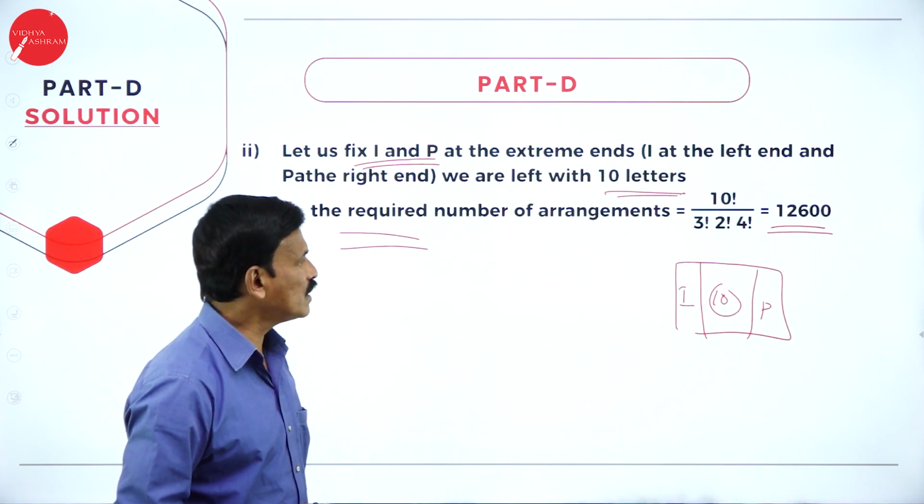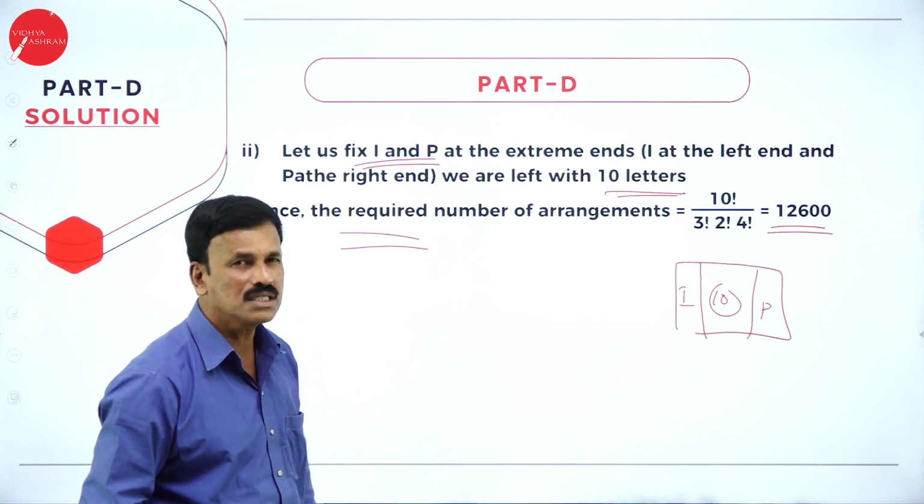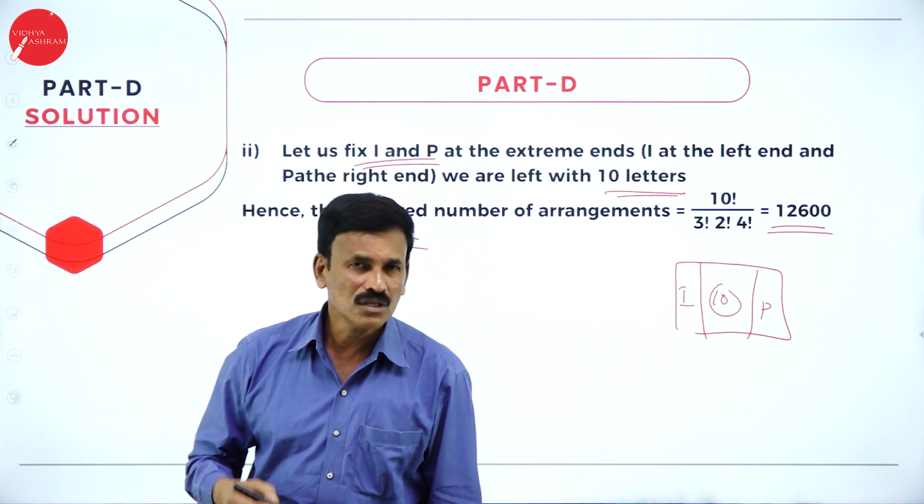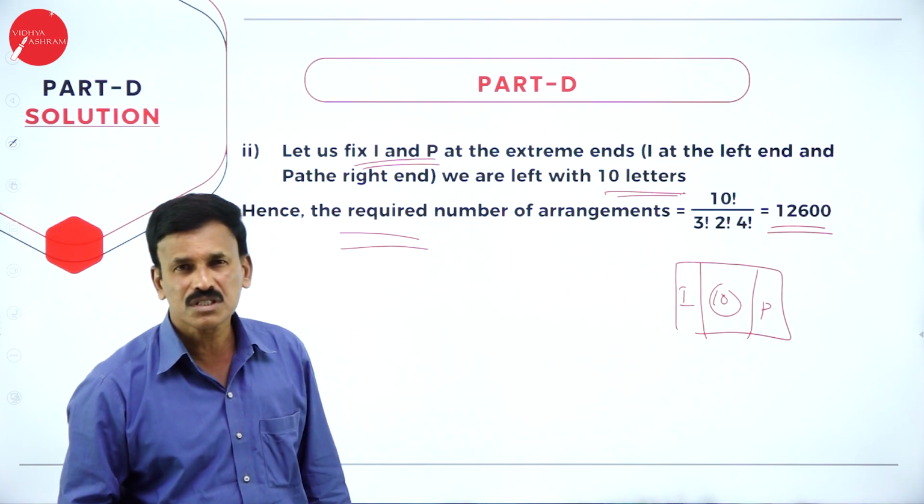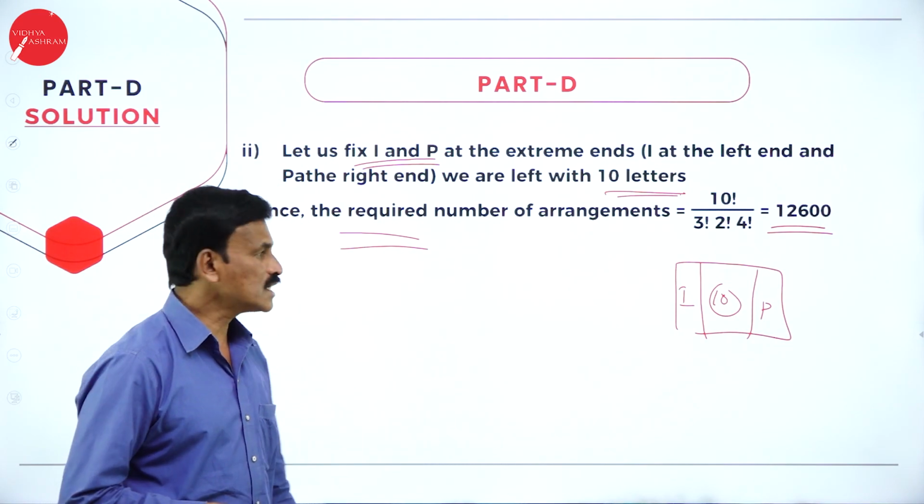So therefore the required number of arrangements is 12,600. That's it. Hope you followed. This is how we are going to solve this problem. Now move on to the next problem.